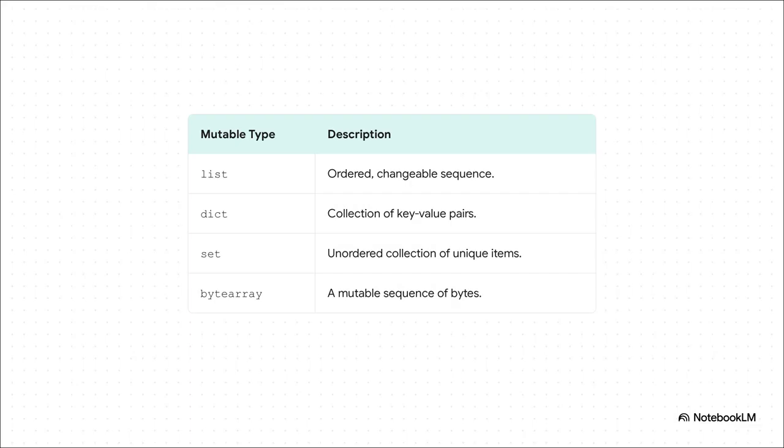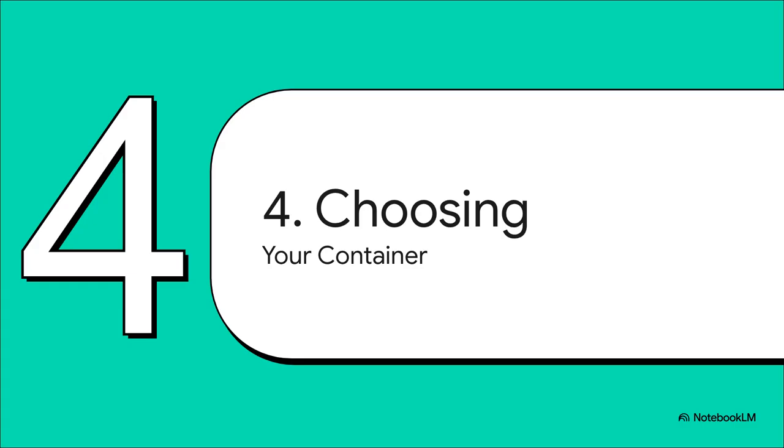And which types are these chameleons? The ones you use all the time? Lists, dictionaries, and sets. And there's also bytearray, which is just a mutable version of bytes. These are your go-to containers whenever you know the data inside them needs to grow, shrink, or just change over time. So how do you pick the right one?